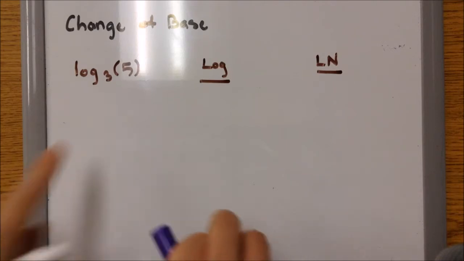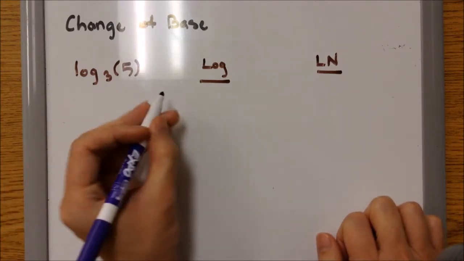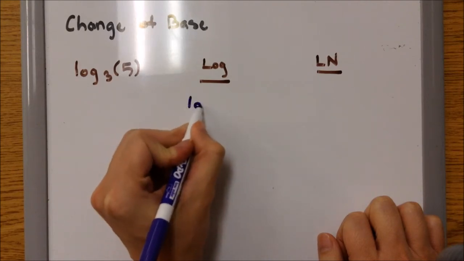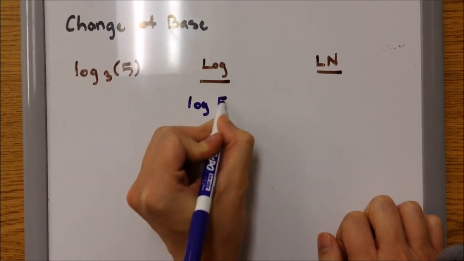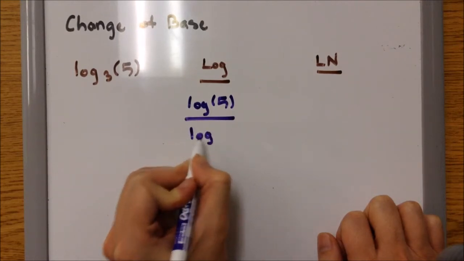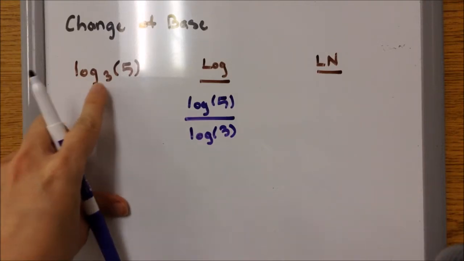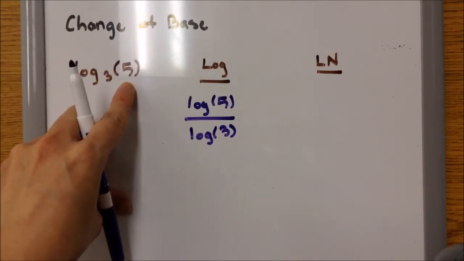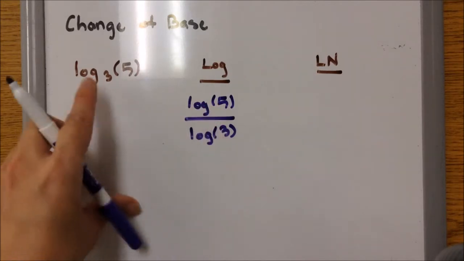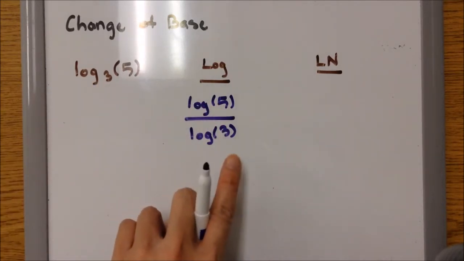So when we're changing the base, we're going to put log of 5 divided by log of 3. So whatever you have in the example inside the parenthesis will go as the numerator, and then what you have as the base will go in as the denominator.